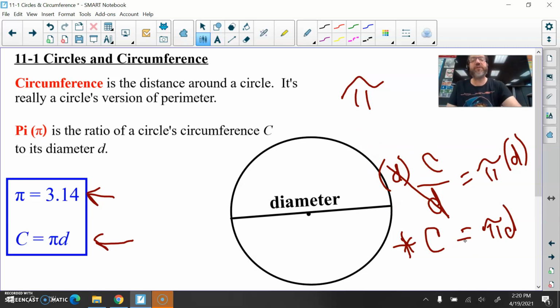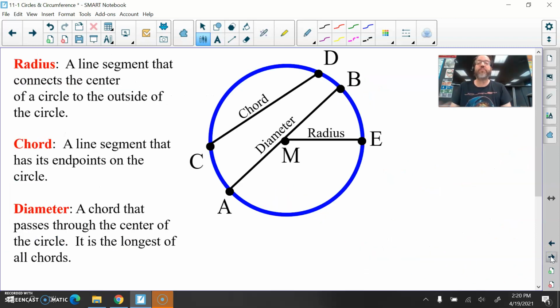All right, so diameter is the distance across a circle at its widest point. It passes through the center of the circle. We're going to talk about several different terms here, and I promise this is all going to come together and you're going to see what we need to do today is pretty easy. I have some different terms here.